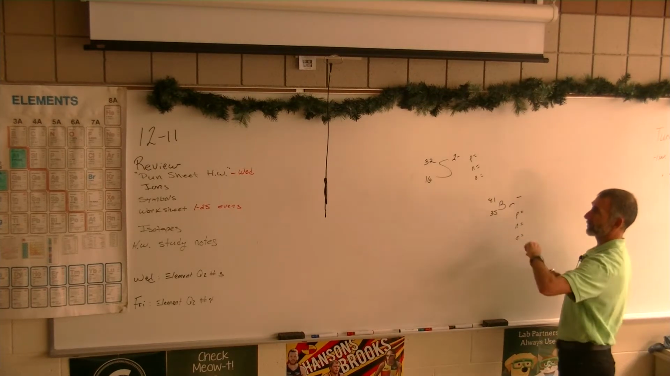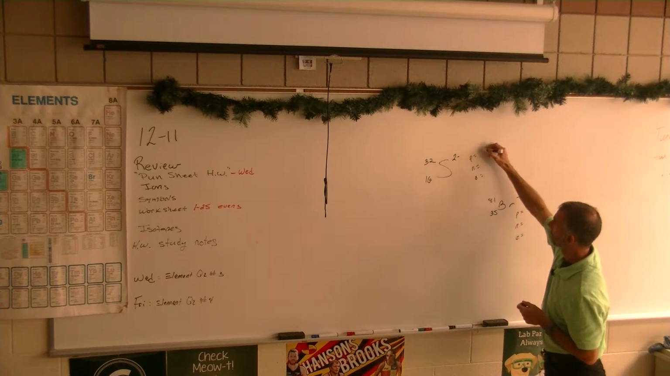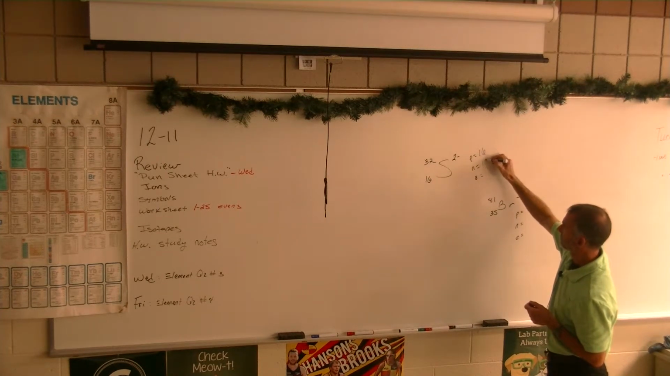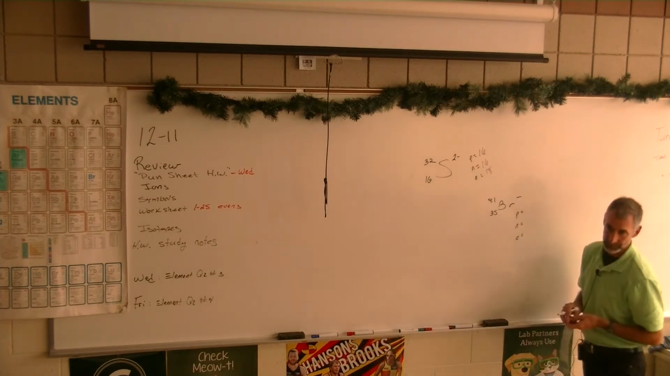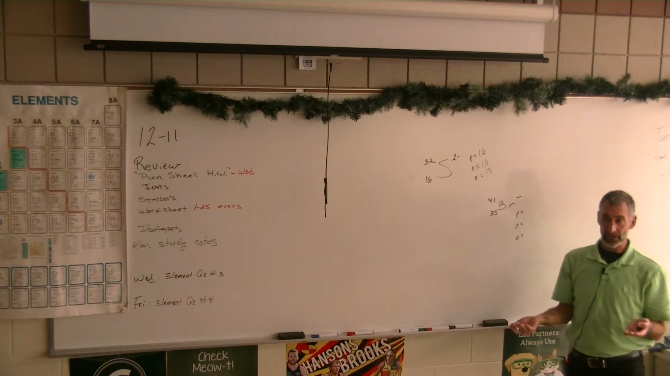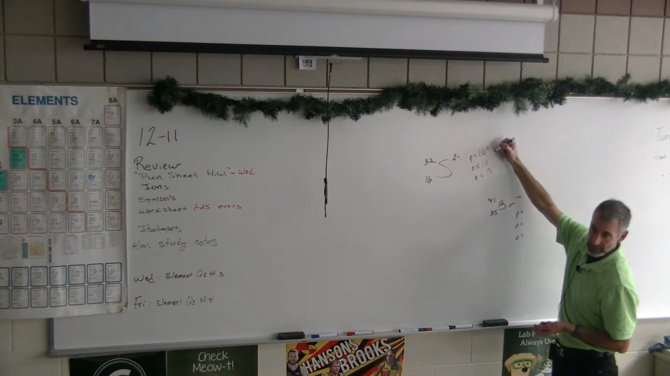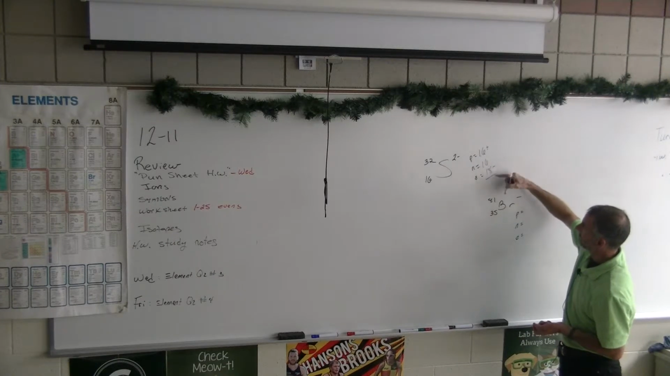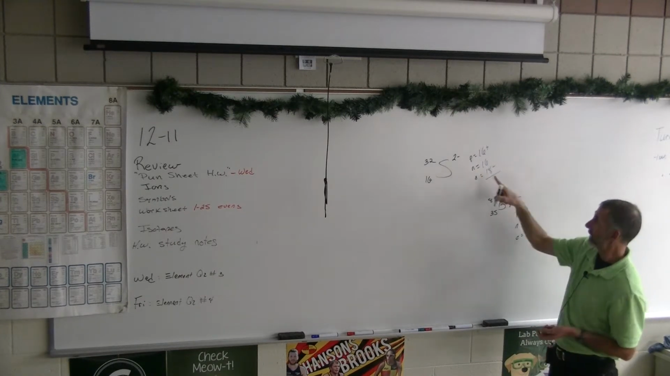How many protons for my sulfur anion? 16. How many neutrons? 16. How many electrons? 18. You can look at this one of two different ways. Math way, if you look at it from the mathematical side, if I have 16 protons positive, then how many electrons do I need to get 2 minus? Okay, you can look at it that way.